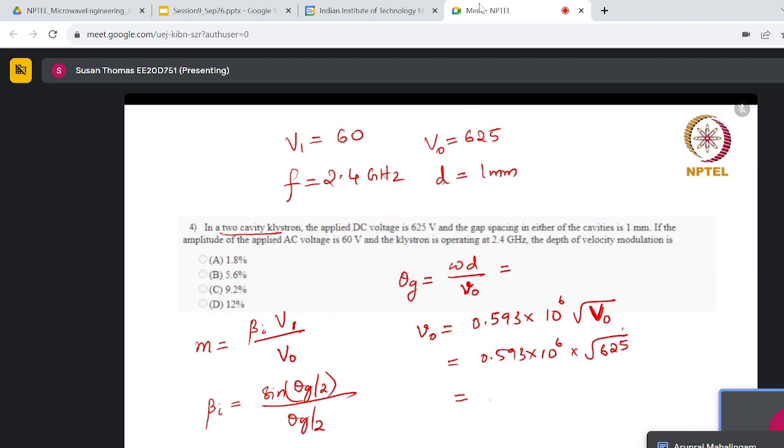Yes, that is the right answer. V naught is 14.825 into 10 power 6 meter per second. So this is the electron velocity leaving the cathode.